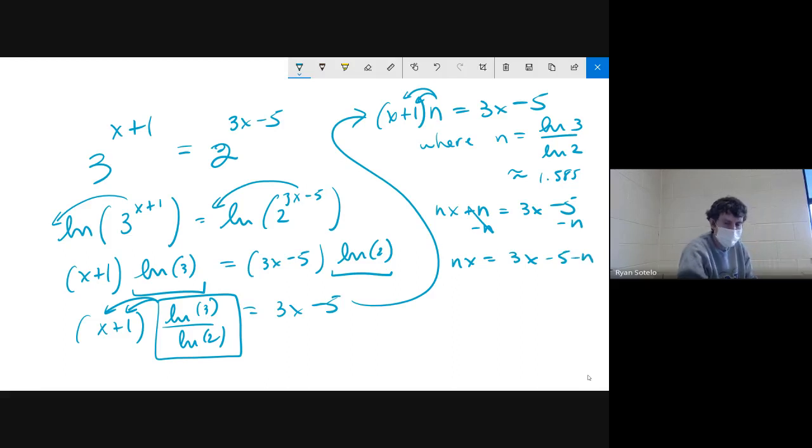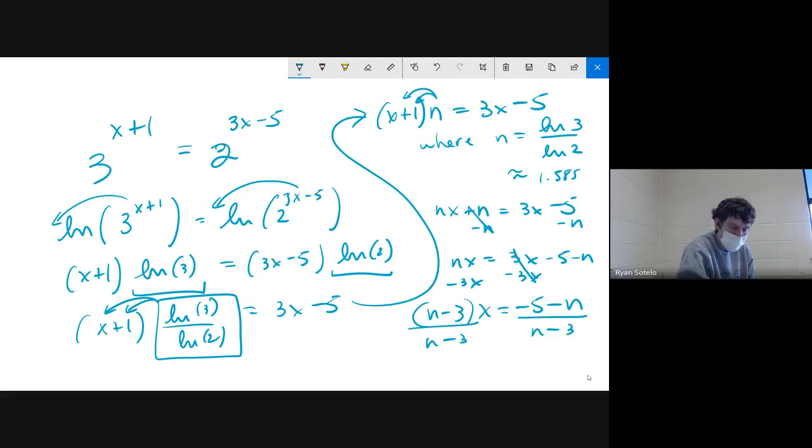N is just a number. And then I'm going to subtract 3x from both sides. And I get n minus 3 times x equals minus 5 minus n. Now I just have to divide by n minus 3. And so x will be equal to minus 5 minus n all over n minus 3. So n was about 1.585. So I just got to plug that in.